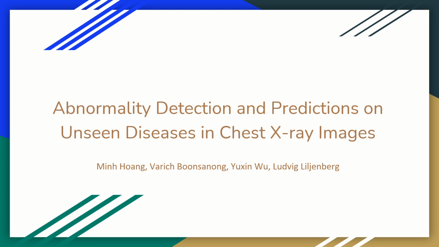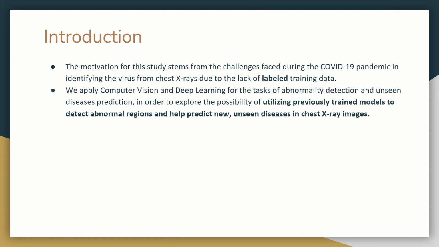Hi, this is our project, Abnormality Detection and Prediction on Unseen Diseases in Chest X-ray Images. The motivation for this study comes from the challenges faced during the early COVID-19 pandemic in diagnosing COVID-19 in patients based on X-ray images. In the beginning of the pandemic, there existed no labeled COVID-19 data to train any deep learning models on. In this project, we used computer vision and deep learning to detect abnormalities in chest X-ray images and later applied the model on patients with diseases that the model was not trained on.